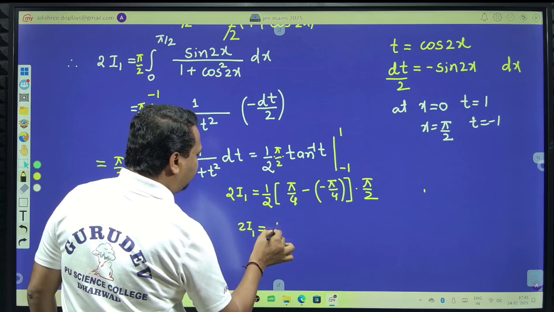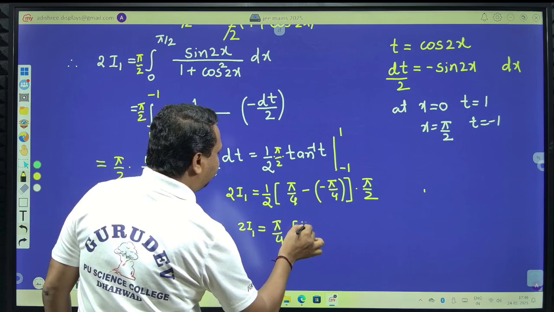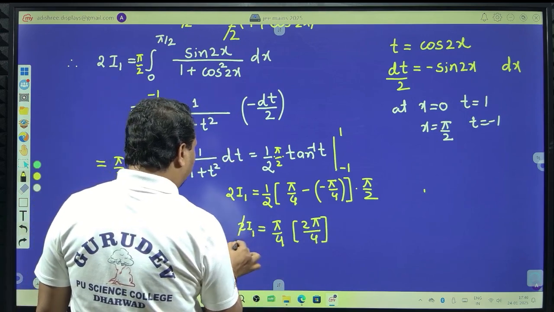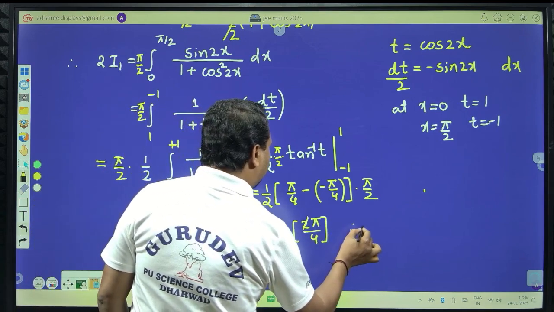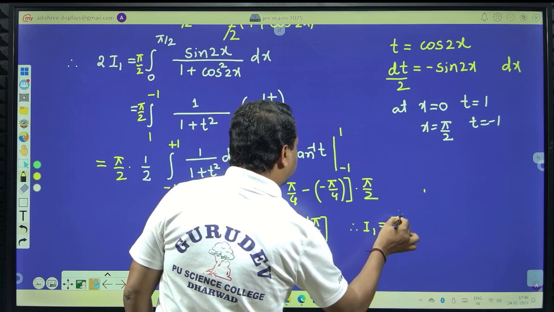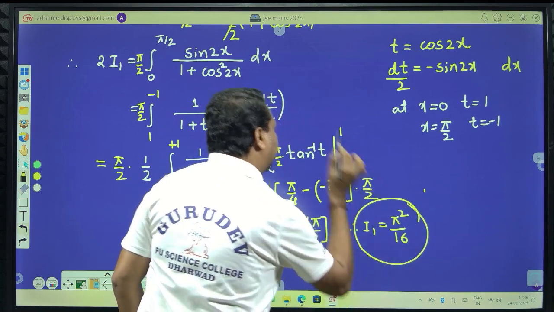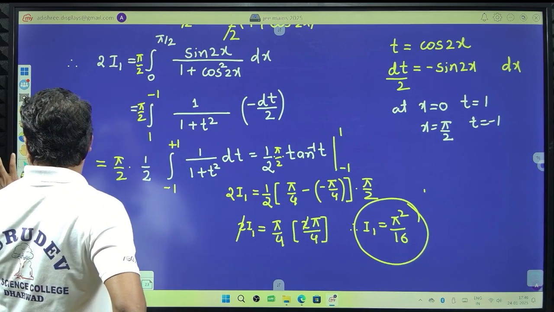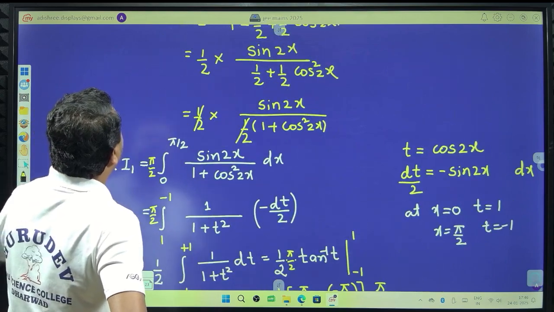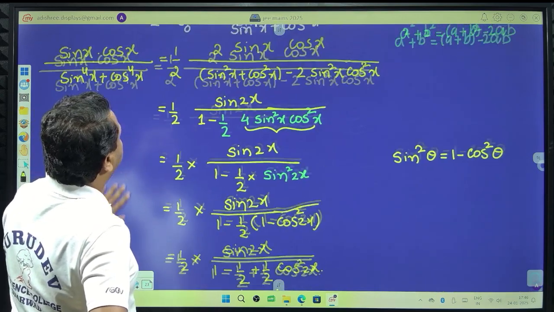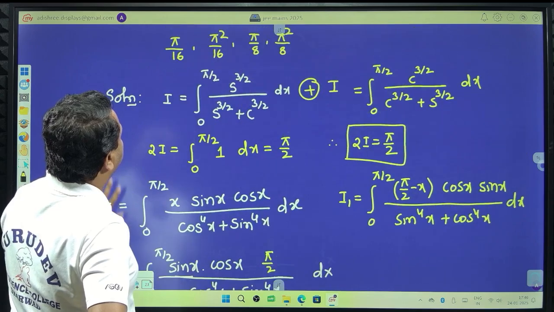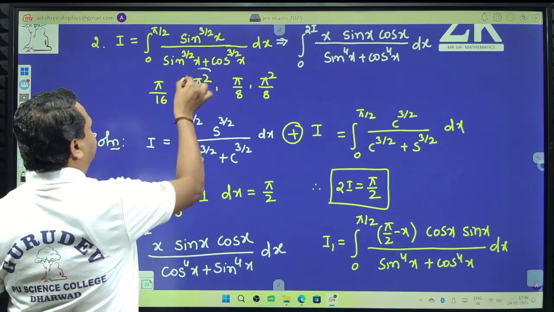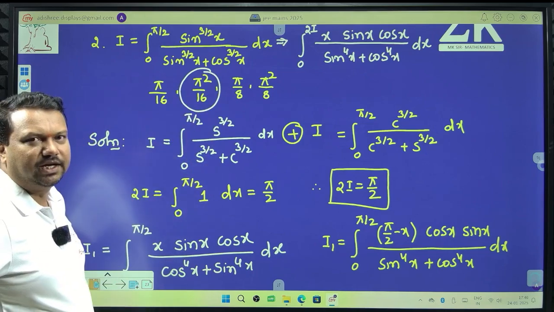2I1 is equal to pi by 2 into 2, that is pi by 4, and what is left is 2 pi by 4 after adding this. Done. Therefore, 2 gets cancelled. What is I1 equal to? Pi into pi is pi square, 4 into 4 is 16. That is pi square by 16, the right answer. I hope if you observe, I have written the options. Yes, let me check. Yes, pi square by 16 is the right answer. Here it is. Pi square by 16 is the right answer, right?